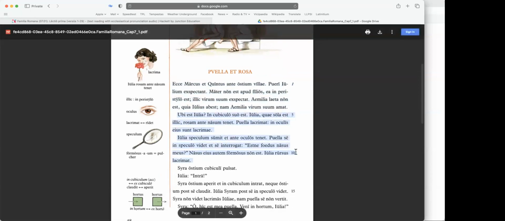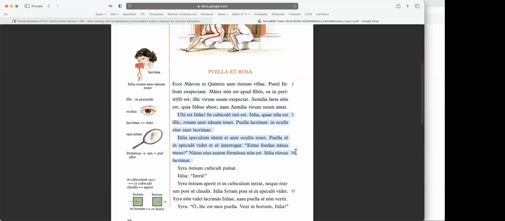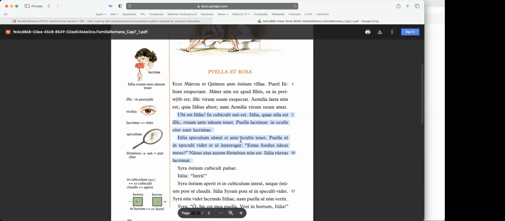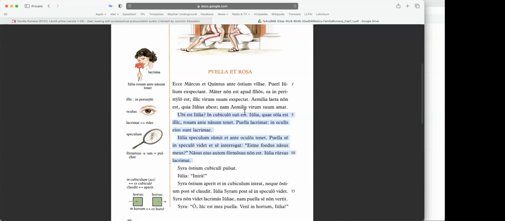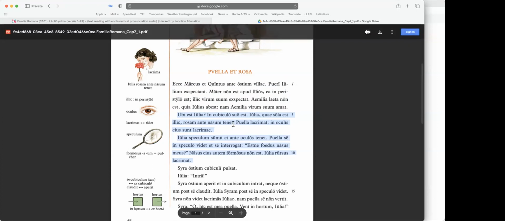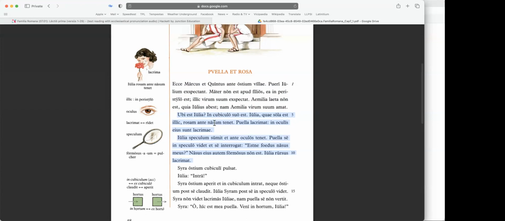Ubi est Julia? In cubiculo suo est. Julia quae sola est illic, rosam ante nasum tenet. Puella lacrimat, in oculis eius sunt lacrimae. Where is Julia? She is in her room. Julia, who is alone there, holds a rose before her nose. The girl cries. In her eyes are tears.